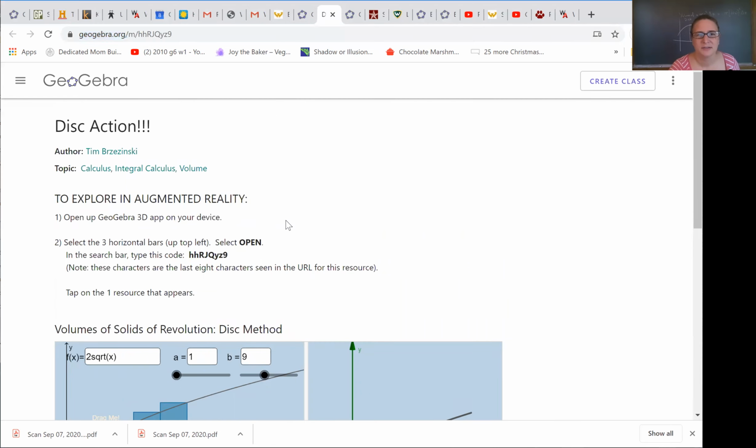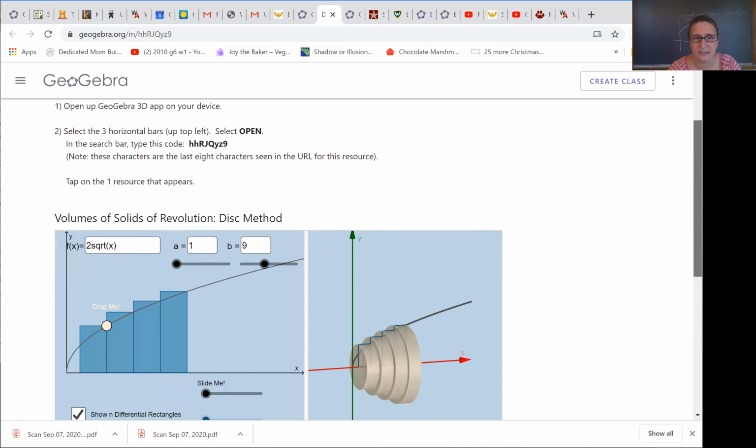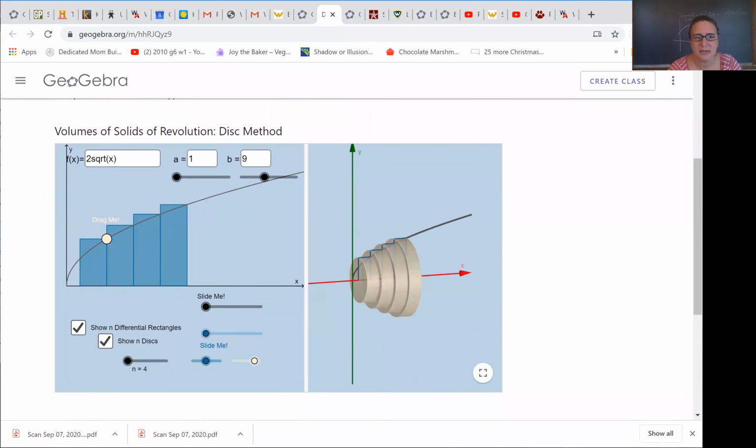Okay. So this one I had working the other day quite nicely. In this case, they used 2 times the square root of x. So that's this curve. And he chose these two, a equals 1 and b equals 9, right? And he chose 4 disks. So you see, he drew the rectangle, it draws the rectangles.